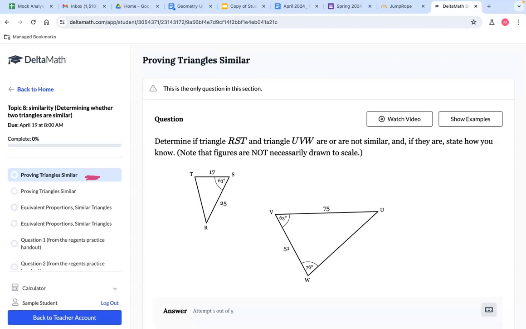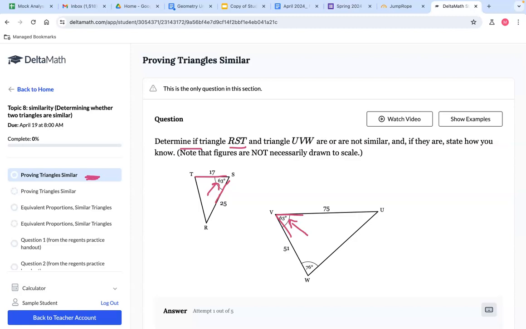They said determine if triangle RST and triangle UVW are or are not similar, and if they are, state how you know. So let's go right into it. We're going to look at the sides and look at the angles. We have that angle 63 in between these two sides, and the same thing goes for this triangle. We have this angle in between these two sides.